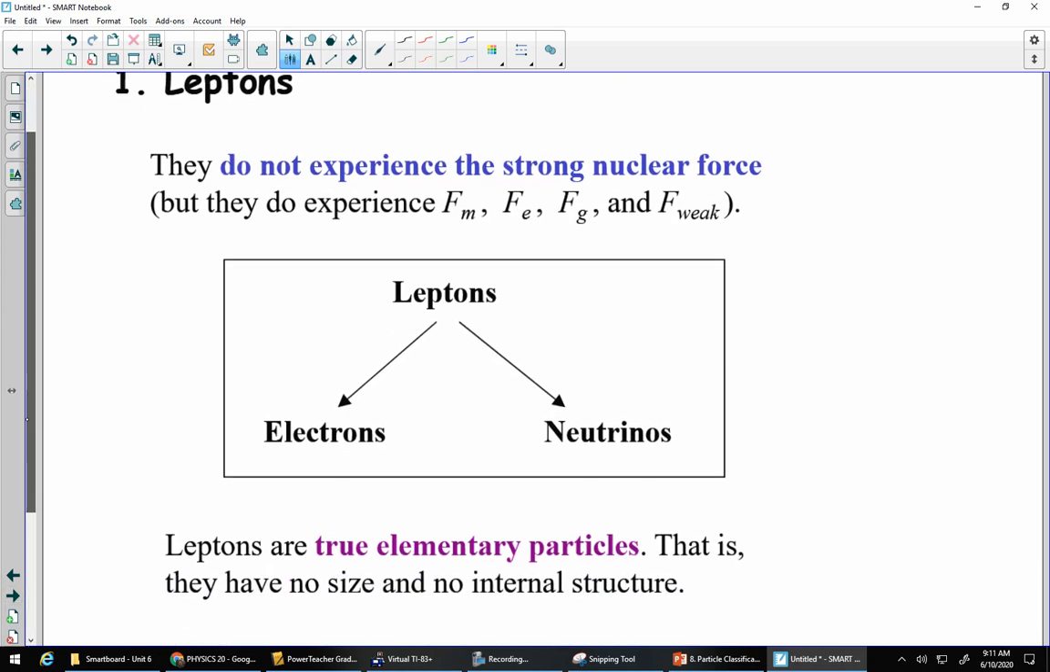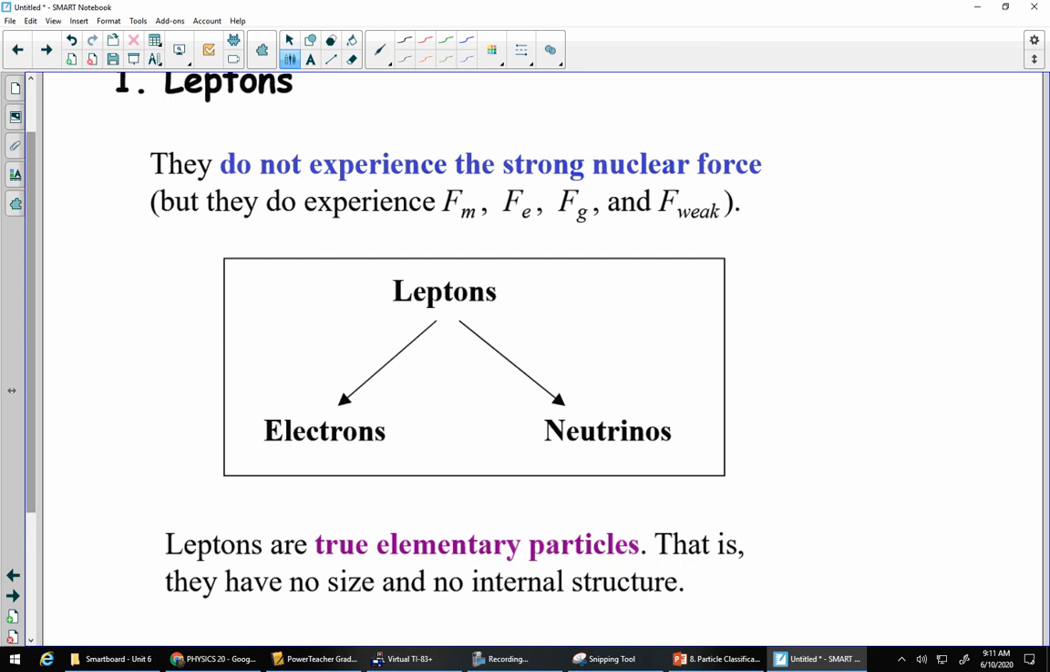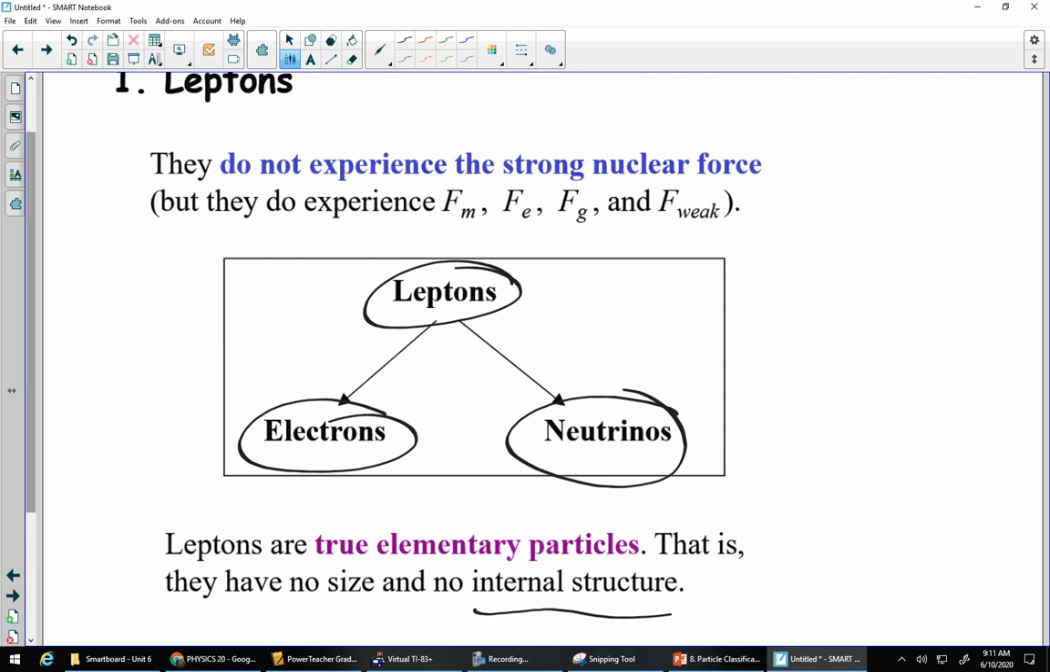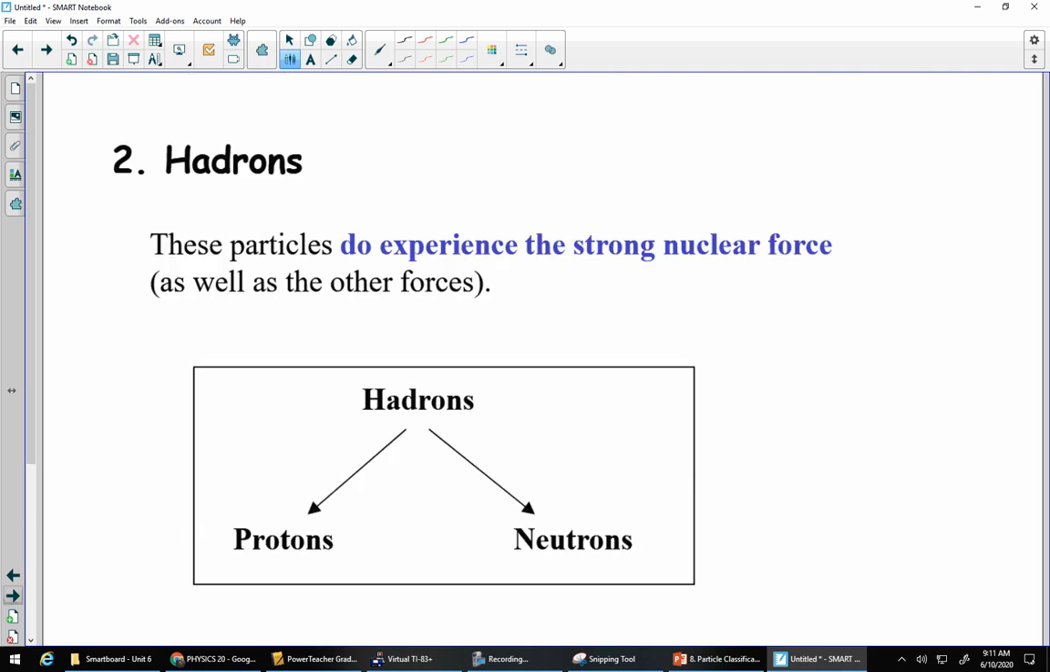Leptons are our true elementary particles. That is, they have no size and they have no internal structure. So you can't break them down any further as far as we know. No size whatsoever and no internal structure. The leptons that we've talked about are electrons and neutrinos, and of course their corresponding antimatter, anti-electrons or positrons, and anti-neutrinos. One thing we want to know is they do not experience the strong nuclear force, but they do experience all the other forces. So leptons: no internal structure, simple, and the ones we know about are electrons, neutrinos, and their antiparticles.